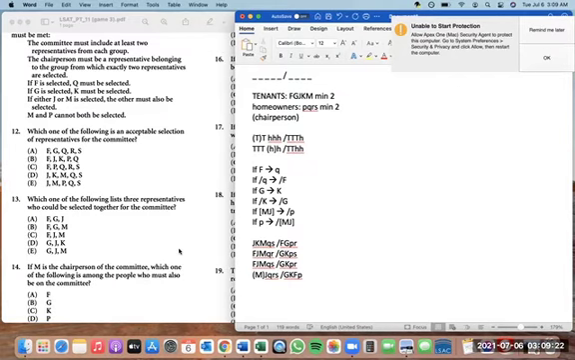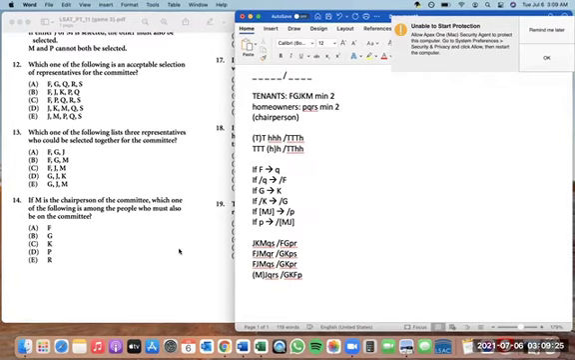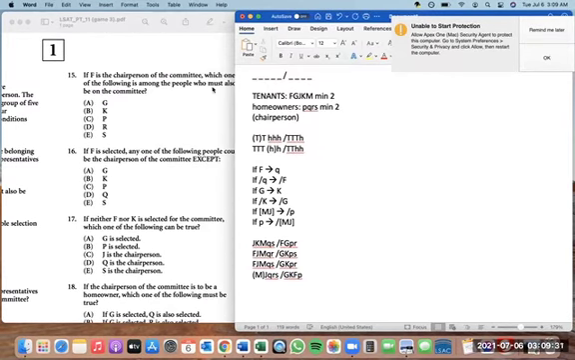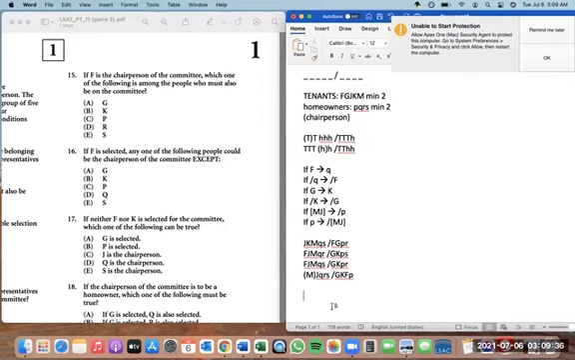Which one of the following is among the people who must also be on the committee? R. R must also be on the committee. Okay. If F is the chairperson of the committee, okay. So if F is the chairperson, that means we've only got 1 other tenant. Okay. We know Q is definitely in. And then let's take a look here. So I got that. And then, so which other tenant would be able to be with F?